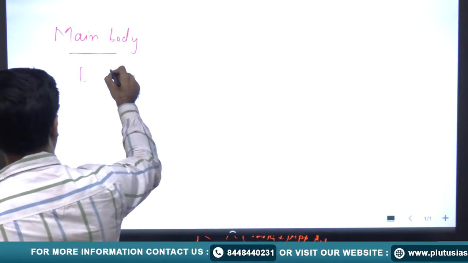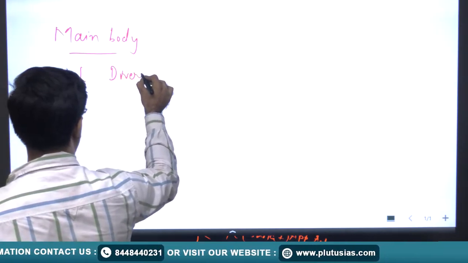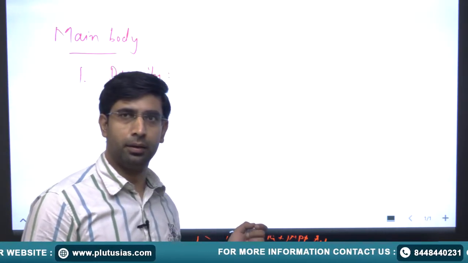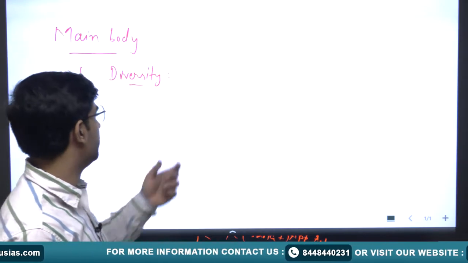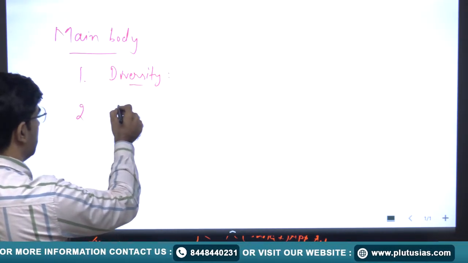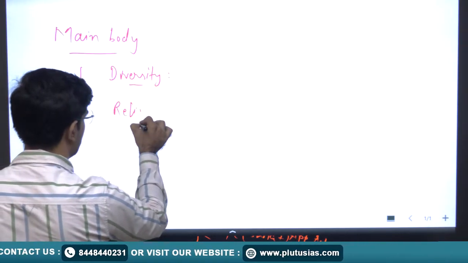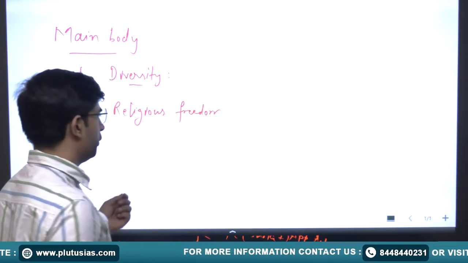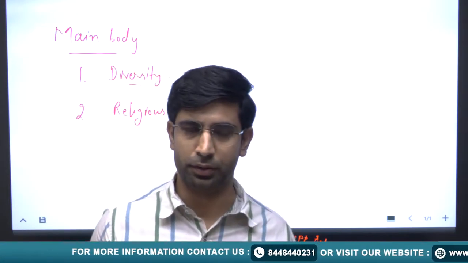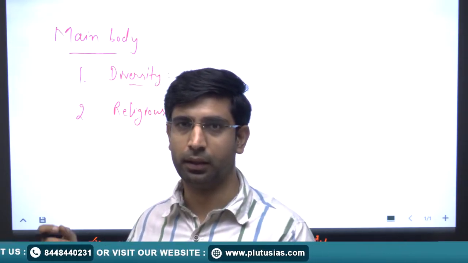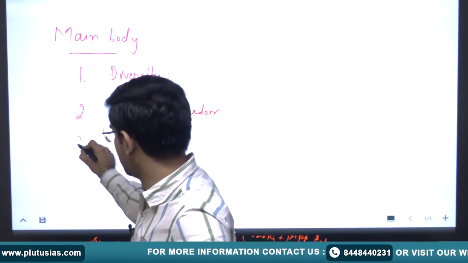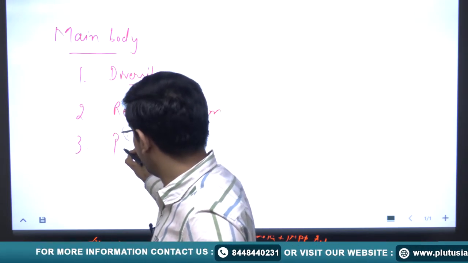First, you can mention here the diversity. It is very difficult to accommodate large varieties of cultural and social practices followed by different communities. So it is one challenge. Second, religious freedom. You can write here that different religious communities have different religious practices. There is a fear psychosis in the society that they will not be able to practice their religion freely after the Uniform Civil Code. This is the second challenge.